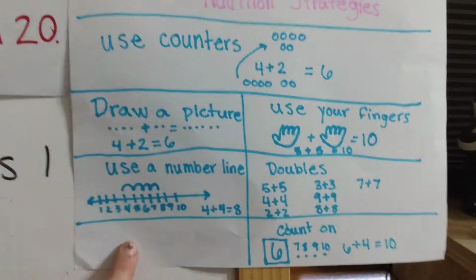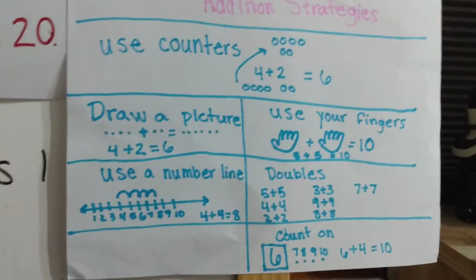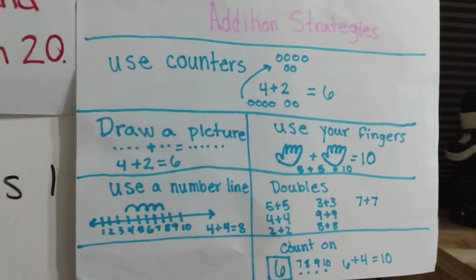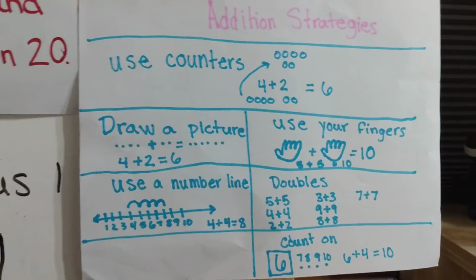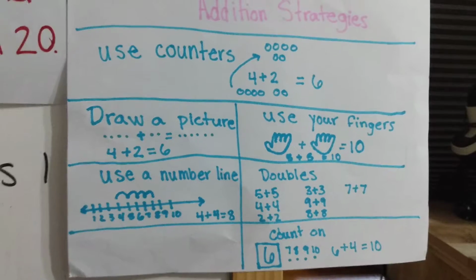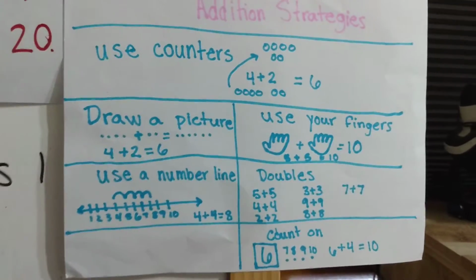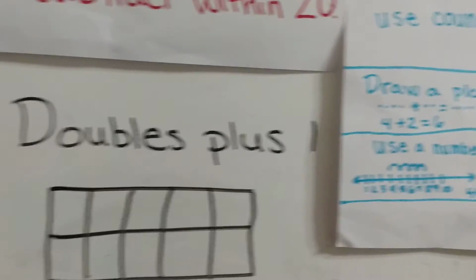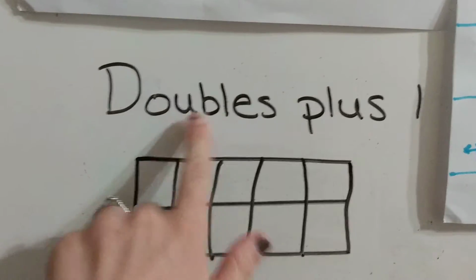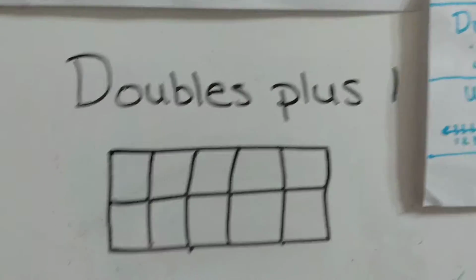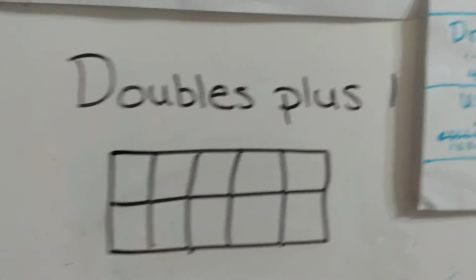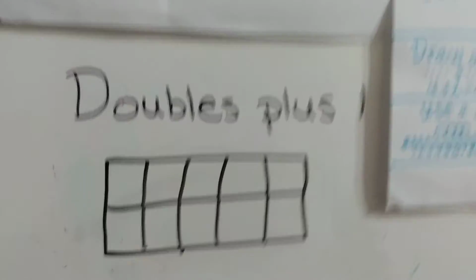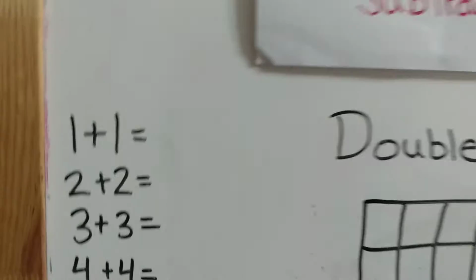Did you guys notice that there's a blank spot right here? Yeah, so we're going to learn something new today. We really got to make sure we watch through the whole video so that we can see what the new strategy is. So our new strategy is called doubles plus 1. What do you think that means? Well, let's find out.